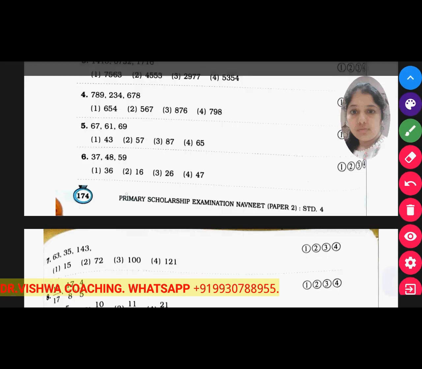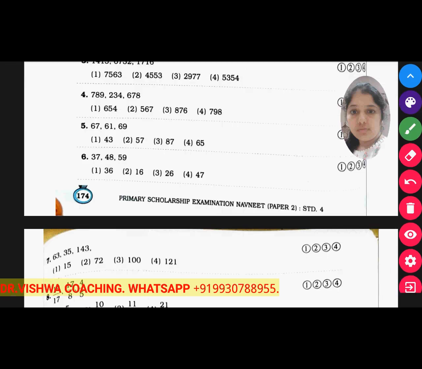Now, the next two you try at home. I will explain the other one. It is also very easy actually. Every number has 6 at its tens place, so you have to find out the number in which 6 is there at the tens place. So you can find out.